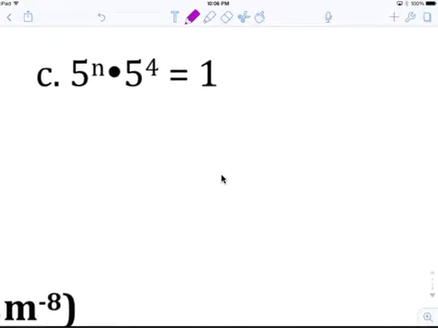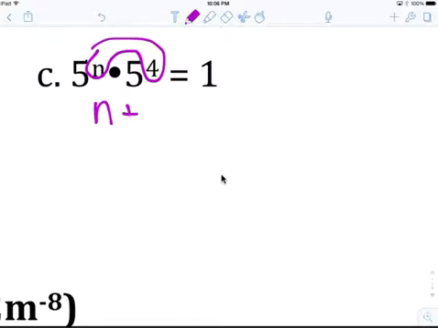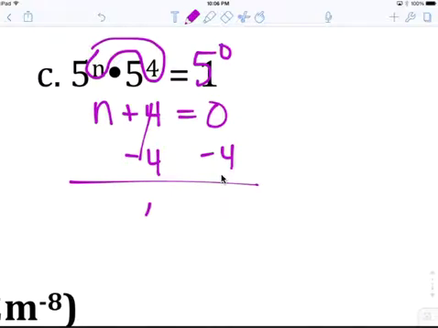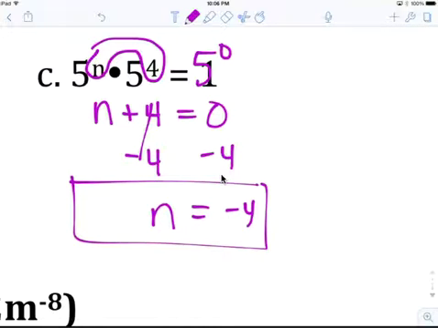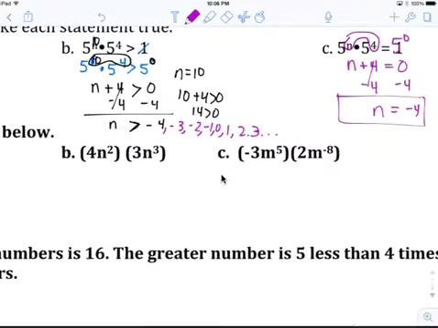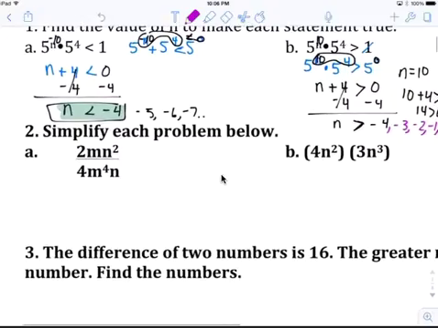This one here. So if you add these two together, n plus 4, and then change that to 5 to the 0 power equals 0. So minus 4, then n is equal to negative 4 here. That's another way of doing it instead of guessing. You can do it mathematically, okay?